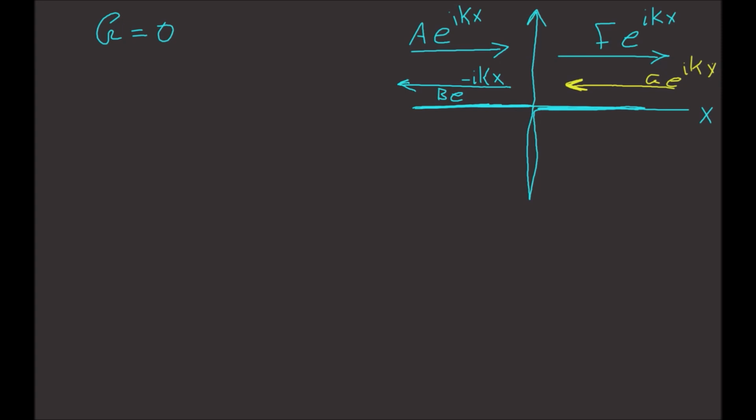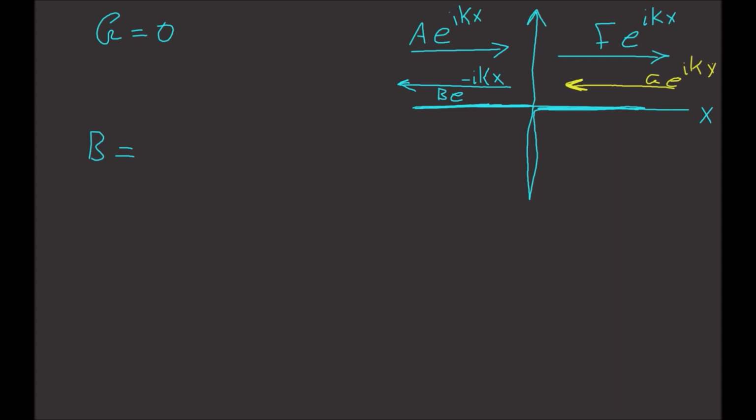So similarly, if the scattering comes from the right, then g must be the incident wave, f must be the reflected wave, b is the transmitted wave, and a is 0. With this being said, we have these two equations. We have the b equation.